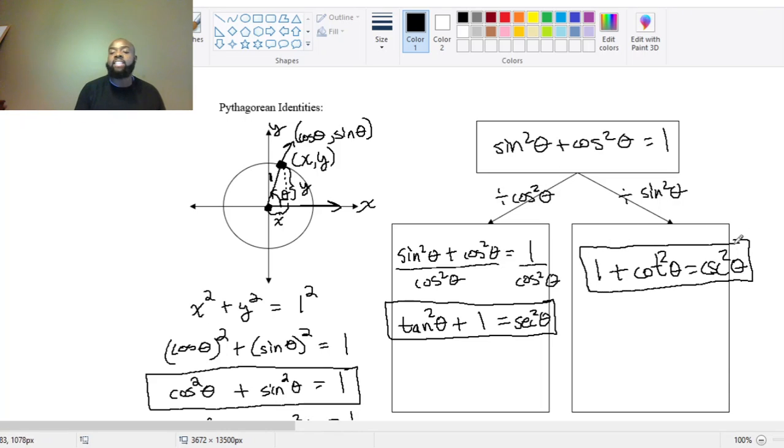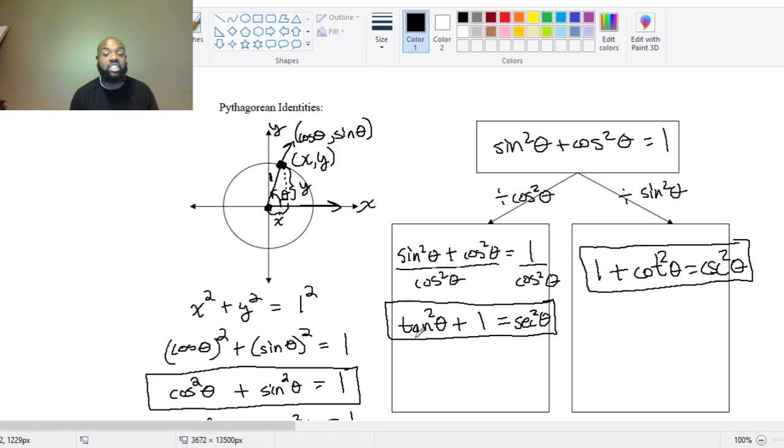Now, this has our cosecant squared function isolated. If I wanted to isolate the cotangent squared function, all I have to do is subtract 1 from both sides of this equation. A similar thing here. This has the secant squared function isolated on one side by itself.